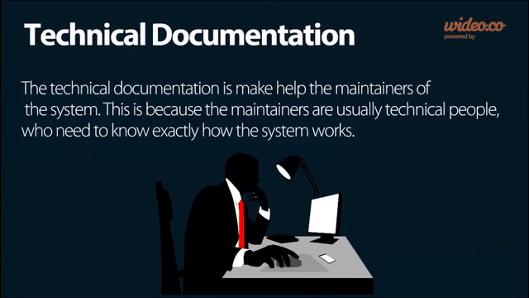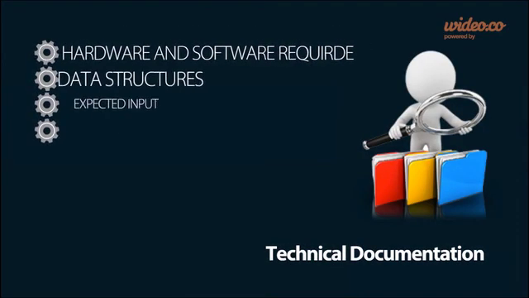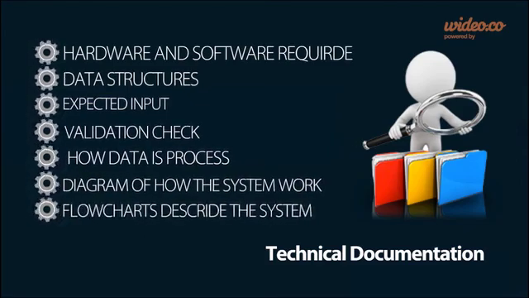The technical documentation is made to help the maintainer, who are usually technical people, who need to know exactly how the system works. The technical documentation should include details of the hardware and software required for the system, details of the data structure such as data type and file name, details of expected input such as keys that open and close, details of validation checks, details of how data is processed, a diagram showing how data moves through the system, and a flowchart describing how the system works.